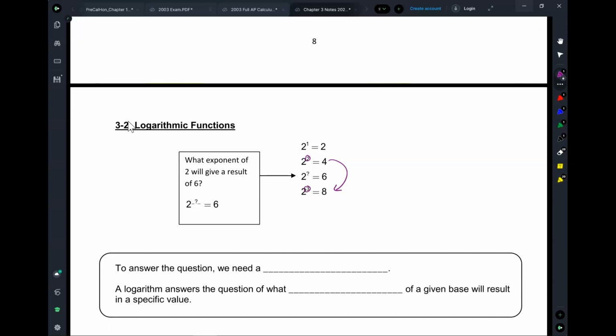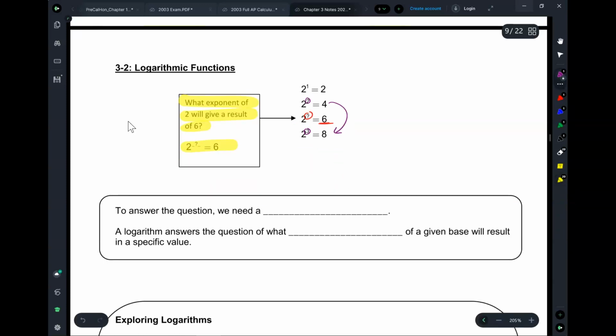Well, what if I wanted an exponent of 2 that would give me a 6? Well, when I went from 2 to 3, I completely skipped over that, right? So how am I going to find out an exponent of 2 that would give me a 6, right? Like an exponent of 2 that would give me an 8 is what? 3. But what's an exponent of 2 that would give me a 6? Well, that is the question we're going to try to answer today. Okay? So that's basically what we're trying to figure out. 2 to the what equals 6.